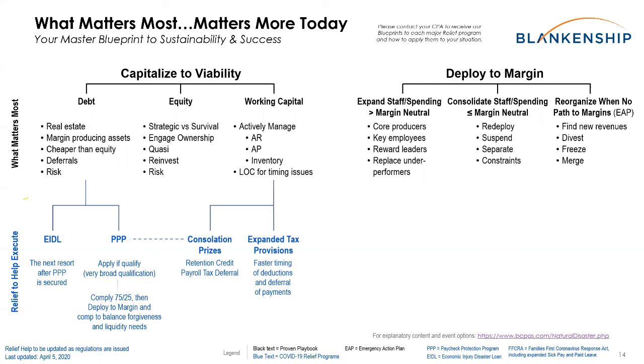So part of working capital here, we've got these consolation prizes. If you're not eligible for the Triple P and or you don't have forgiveness for the Triple P, look at the retention credit and the payroll tax deferrals that Paul just went through. Make sure we build that into your payroll tax deposit process. These expanded tax provisions, generally speaking, mean faster timing of deductions and deferral of payments.